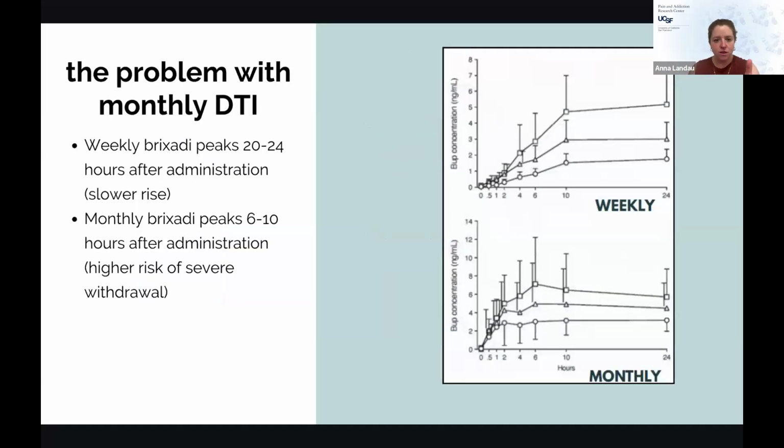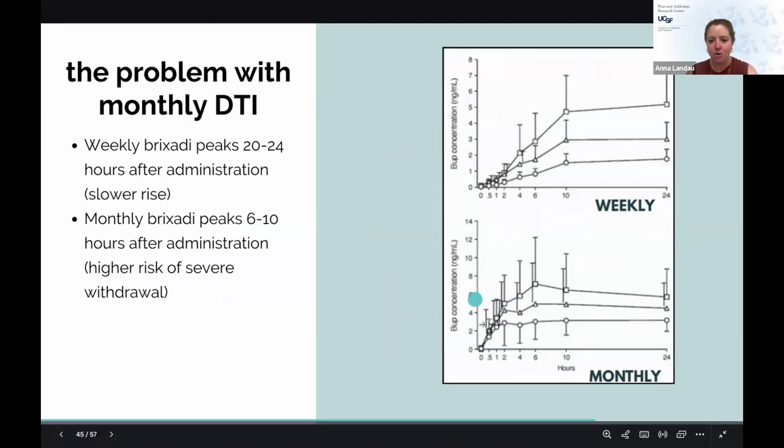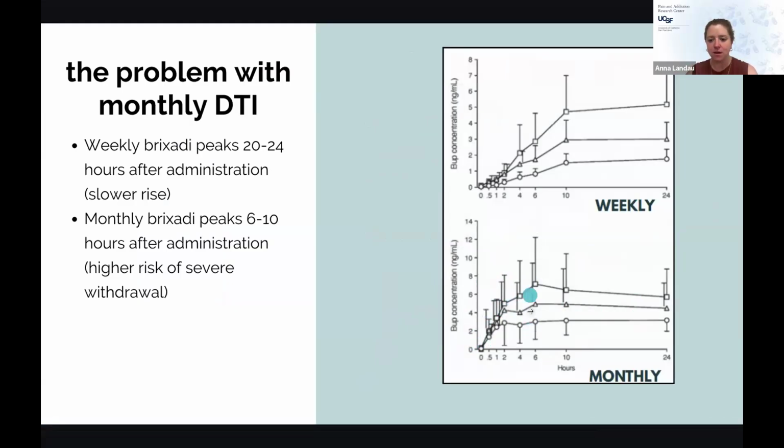We spoke about this already, which is the reason why you can't just do this with a monthly injection right off the bat. This is pretty well illustrated in this graph, where you see that the monthly injections kind of peak around 6 hours here and then decrease. That time to peak is too fast for people to tolerate this.